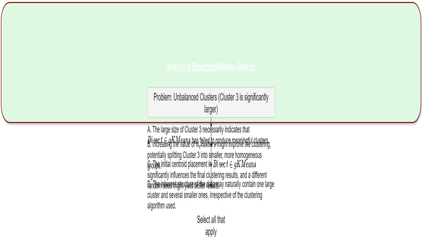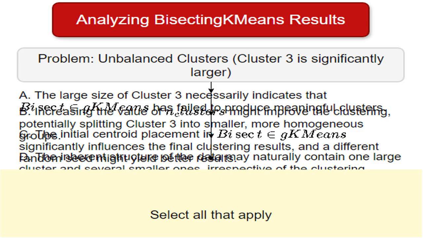This whole analysis is about understanding the results I got from a BisectingKMeans clustering algorithm and what that means. I'm trying to diagnose a situation where one of my clusters is way larger than the others. What went wrong, or is everything all right? This is just the instruction to pick all the answers that are true from the statements provided. It's not an actual step in solving the problem.